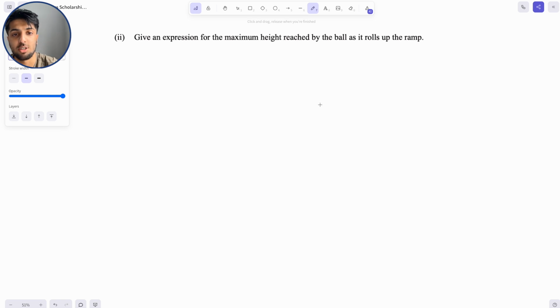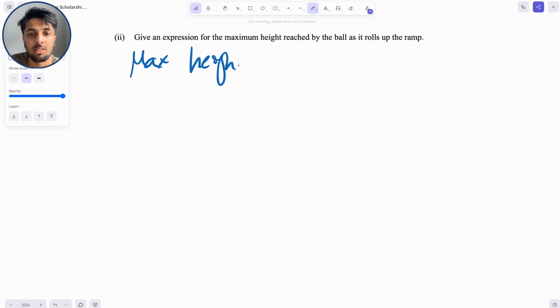So, give an expression for the maximum height reached by the ball as it rolls up the ramp. So we know that max height is when V is equal to 0. The reason is that if you imagine as it reaches the top, momentarily it comes to a complete stop before rolling back down. And so that's how we know that velocity is equal to 0 when max height is reached.